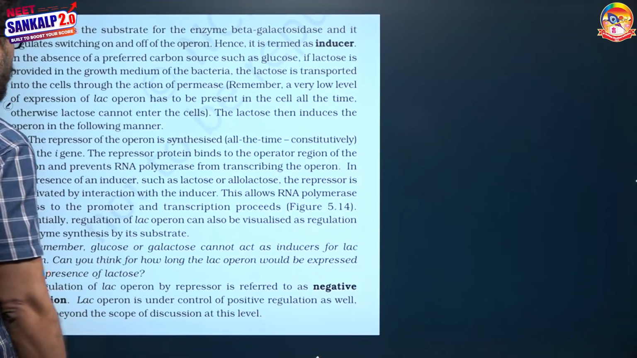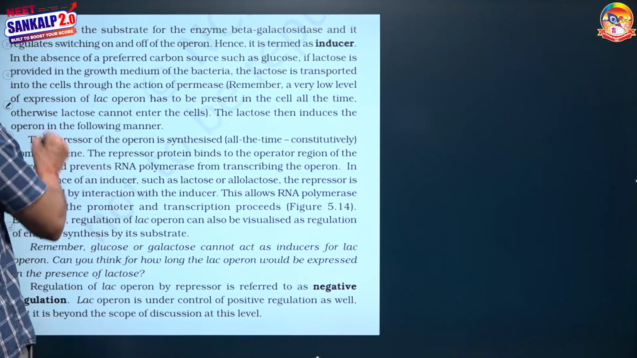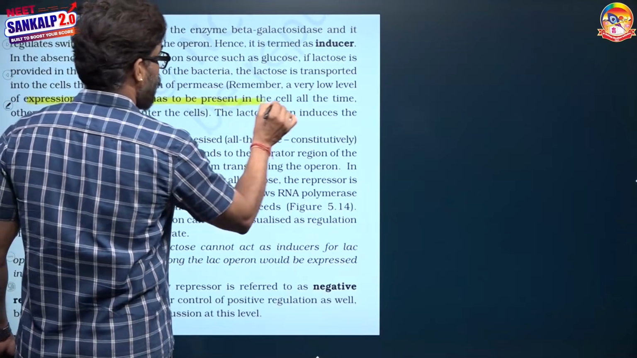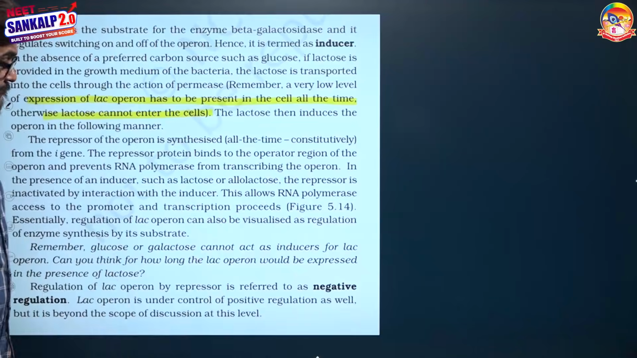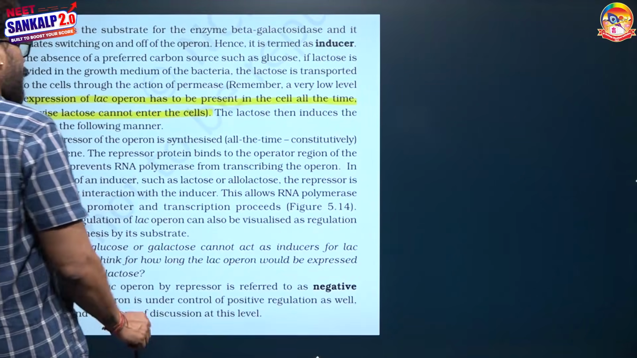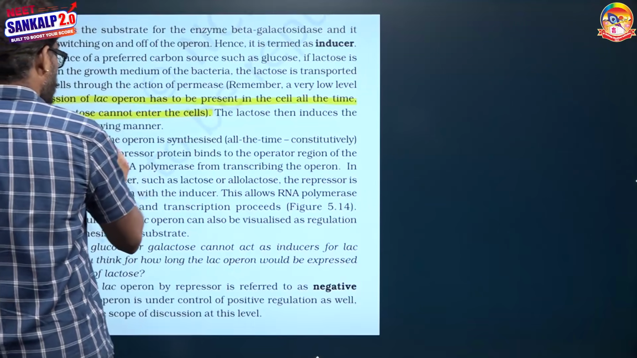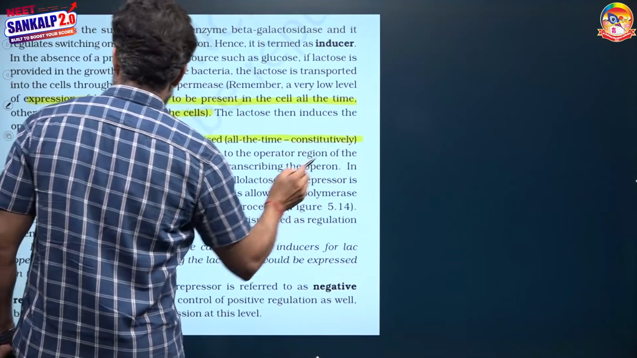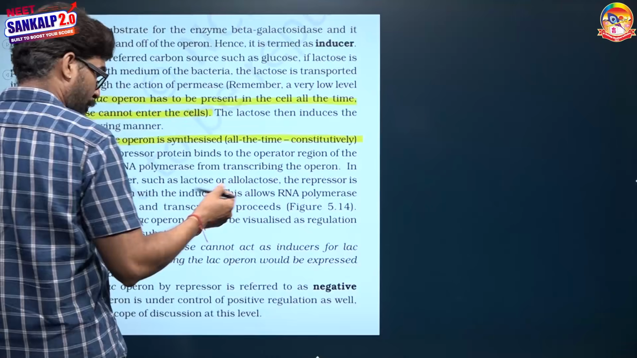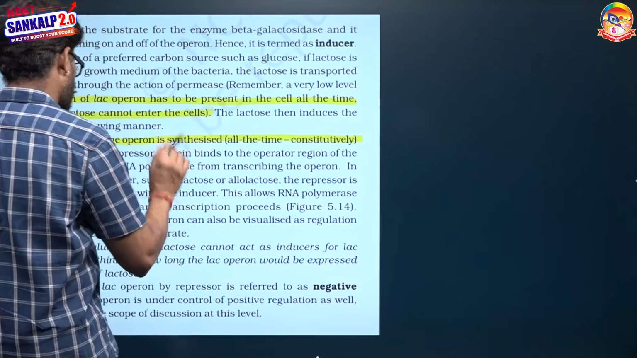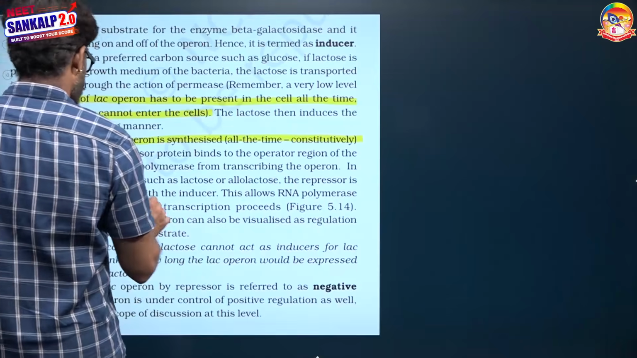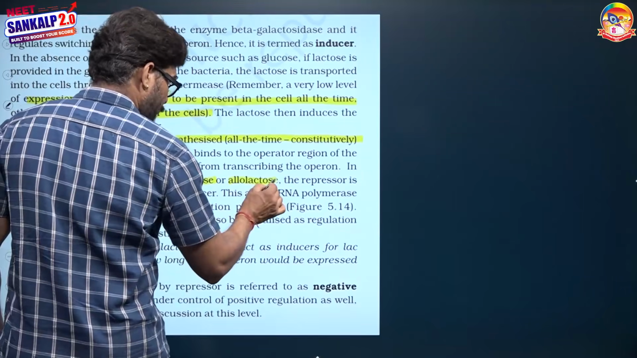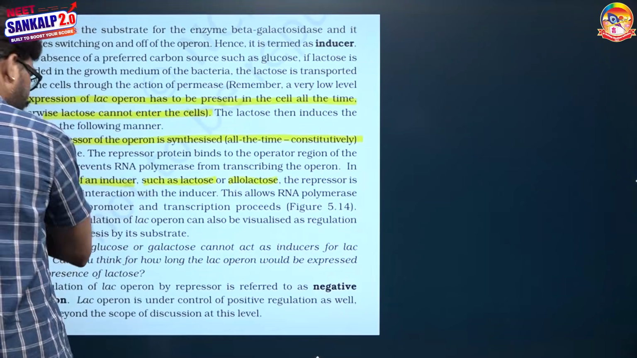Here is one more interesting line that you have to keep in your mind. Expression of the lac operon has to be present in the cell all the time, otherwise the lactose cannot enter into the cell. Very important point. One more. The repressor protein I gene works constitutively, whether the lac operon is on or it is off, it will work always. Lactose or allolactose, a modified form of it, acts as an inducer for it.